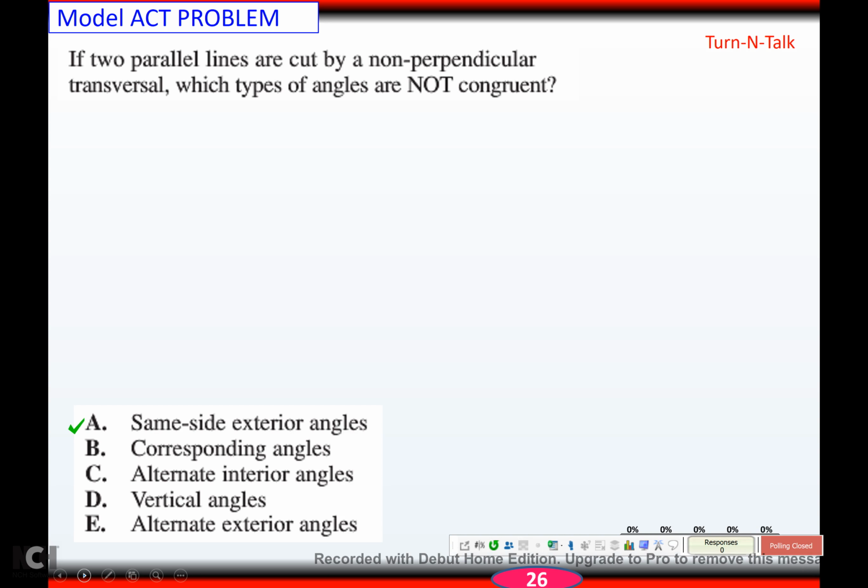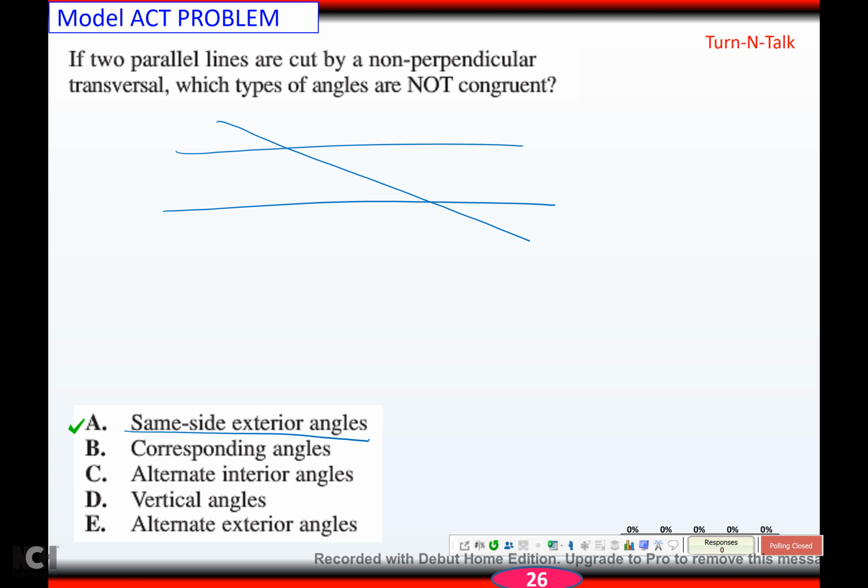And hopefully you got the same side. It says, if two parallel lines are cut by a non-perpendicular transversal, which type of angles are not congruent? Well, same side exterior. Same side exterior are supplementary. Corresponding are equal, alternate interior are equal, vertical are equal, alternate exterior are equal. The only one that's not, in this group, is the same side, because those would make supplementary angles.